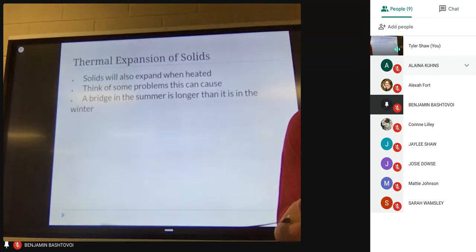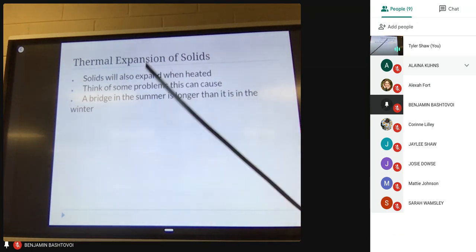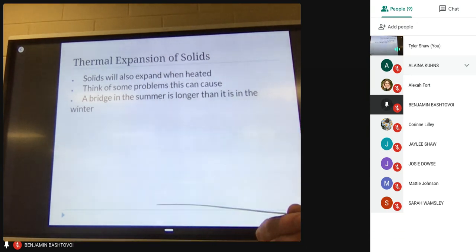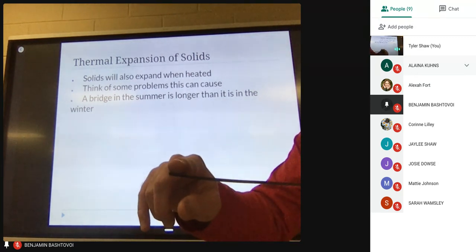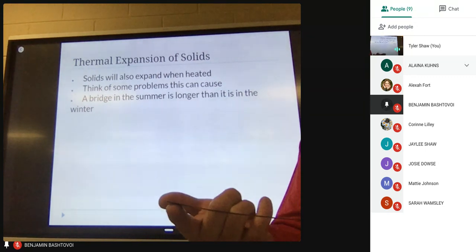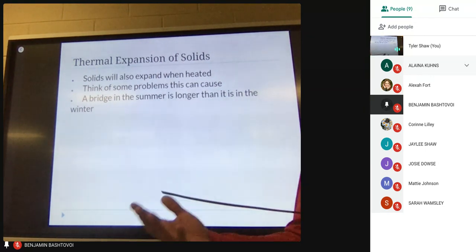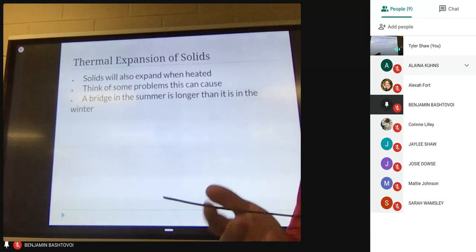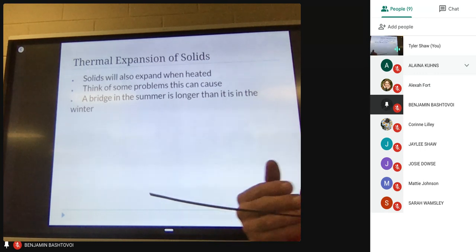This is called a bimetallic strip. It just looks like a little piece of metal, but what it actually has is two different types of metals: a very thin strip on the top and a very thin strip on the bottom. These two metals do not expand by the same amount, so if they're heated in the same way, one of them will expand more than the other.